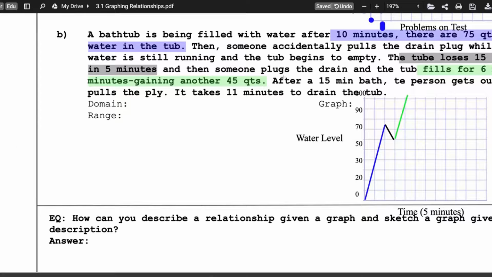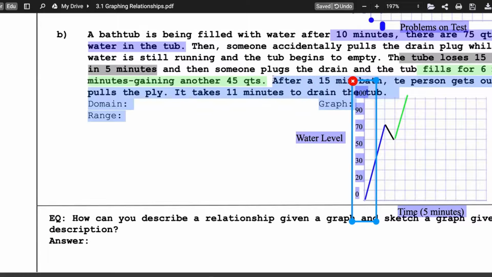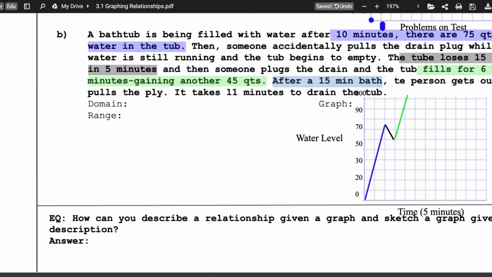Okay. So that represents that being filled for 6 more minutes and gaining 45 quarts. And then somebody takes a bath. That is actually something on its own. They take a bath for 15 minutes. Now, if you think about it, what's happening when you take a bath? Well, the water level stays the same, right? It's not changing or anything. So we actually do want to represent that time in the bath. And in math, if you remember, when something's not changing, we represent that by a straight line.